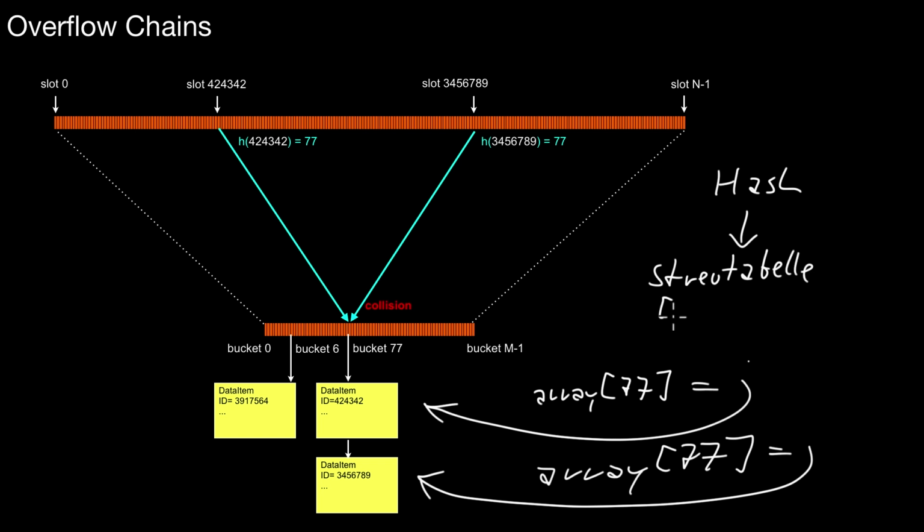Streutabelle. This is the German term for that, and Streutabelle means a slightly different thing. This basically translates to distribution table or decluster table. So the prefix of this word implies that the values that are hashed are distributed over the different buckets. That is the core idea of hashing.